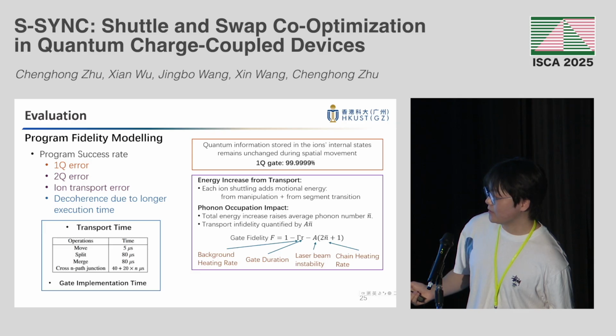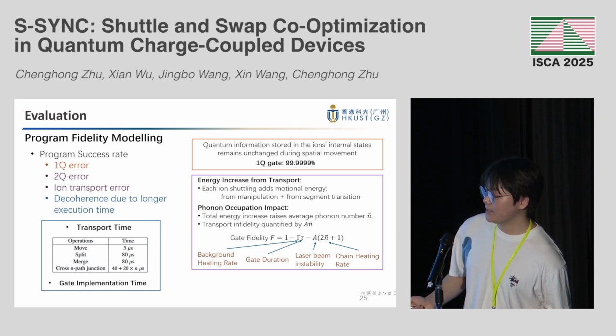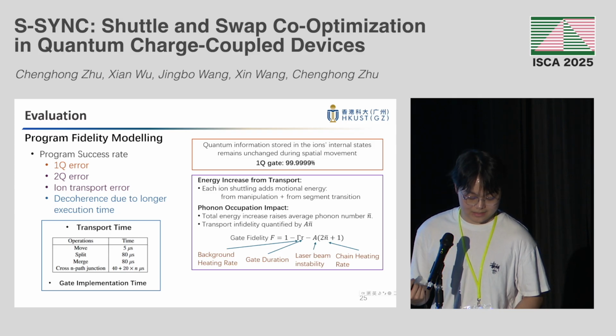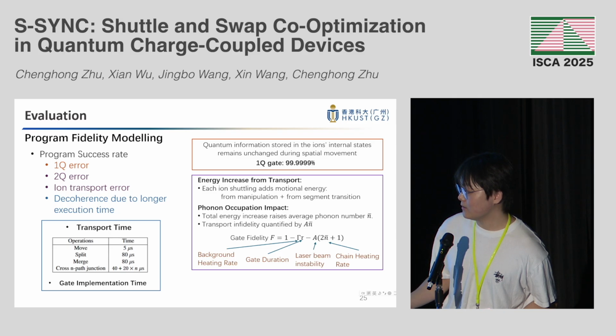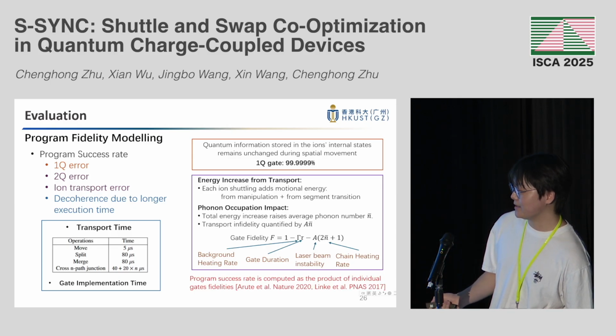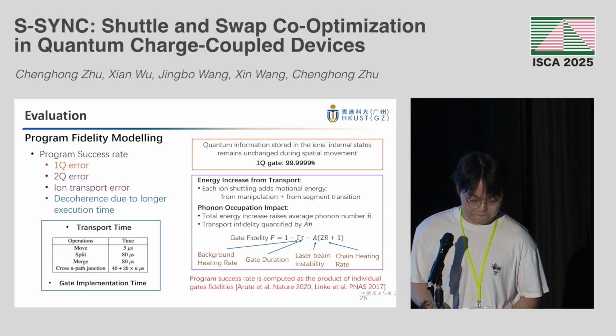So we have this formula to characterize that. And also, since the shuttle has 10 cores, we model it as this. And there are several gate implementation methods, and the gate implementation time differs between them. I will talk about that later. The program's success rate is computed as the product of individual gate fidelities.